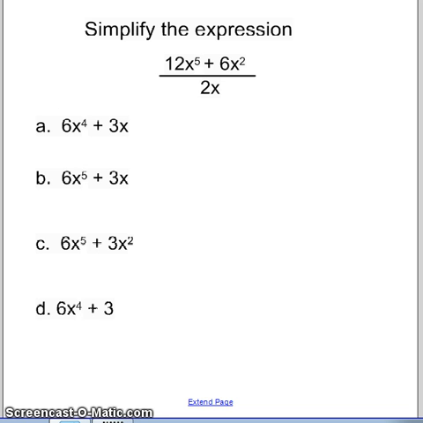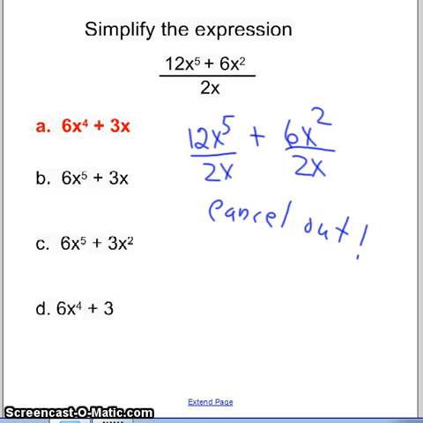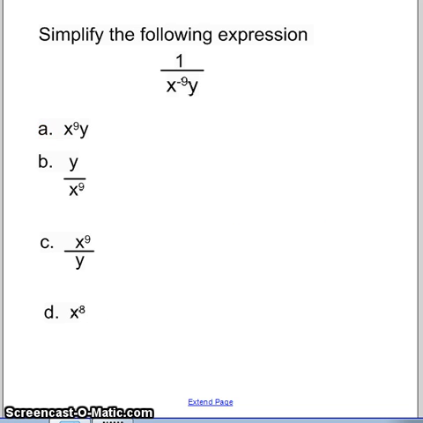This is the same as the problem before, except you're going to divide twice. You're going to divide each term by 2x, so you'll cancel out twice. So this is what it looks like when you break it into 2 parts. 12 divided by 2 is 6. X to the 5th divided by x is x to the 4th. 6 divided by 2 is 3. And x squared divided by x is x. So A is your answer.